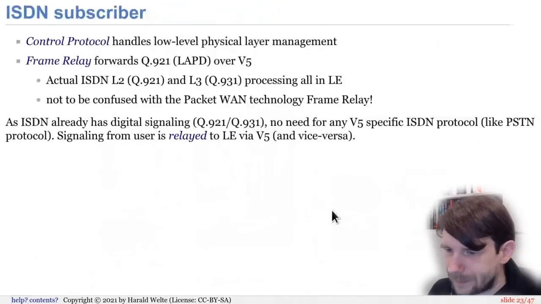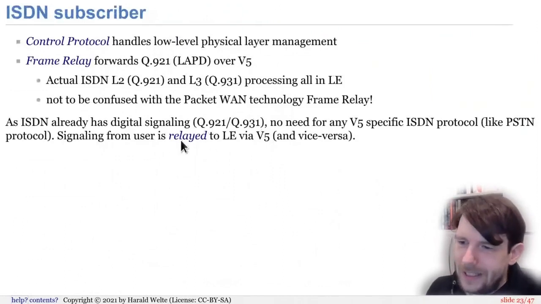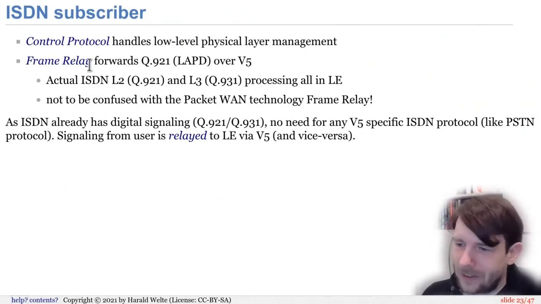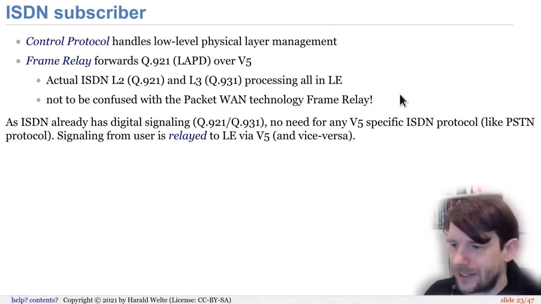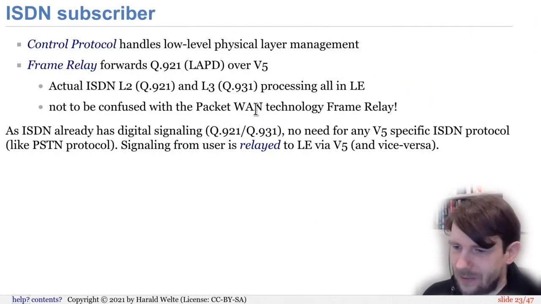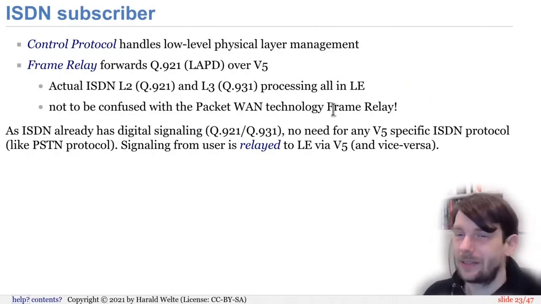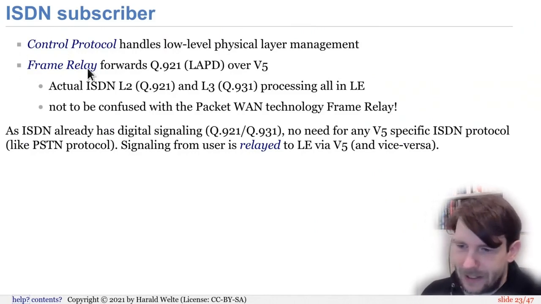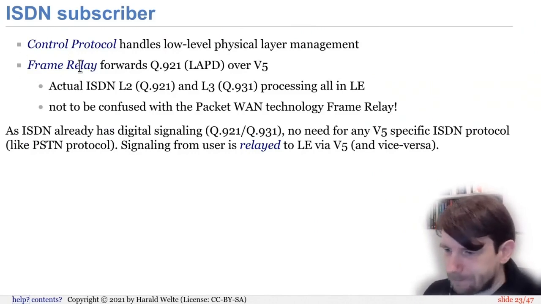So the frame relay protocol, together with the control protocol, is what we need for ISDN subscribers. And this frame relay is, by the way, not to be confused with the wide area network frame relay technology that I think I've also mentioned in some of the earlier OsmoDev calls before. It's just called the same way because it's both some frames that get relayed from left to right. So that's just a tunnel or envelope or encapsulation layer.